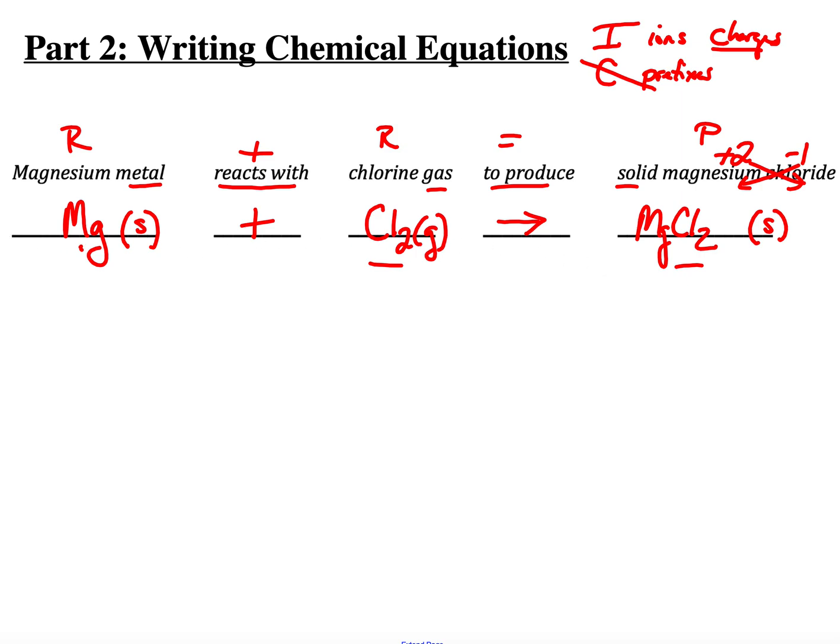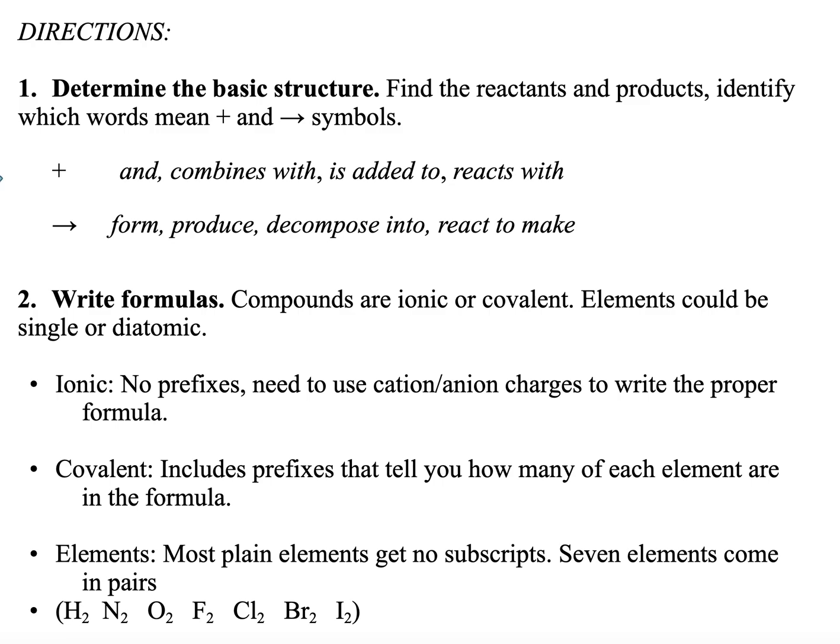So what we need to do every time we approach a new problem is we first take a few minutes, look at the basic structure, figure out who the reactants are, who the products are, figure out which of the words mean the plus or reacts with. So you might see and, you might see combines with, is added to, reacts with. Those are all signs that are telling you what the reactants are doing. And then you're going to see words that indicate the arrow, the yield sign. It might say this plus this forms that, or produces that, or decomposes into, or reacts to make. Those are all different signs that you know whatever follows this arrow is going to be the product. So figure out your reactants and products first.